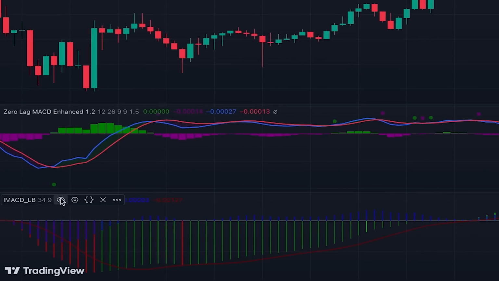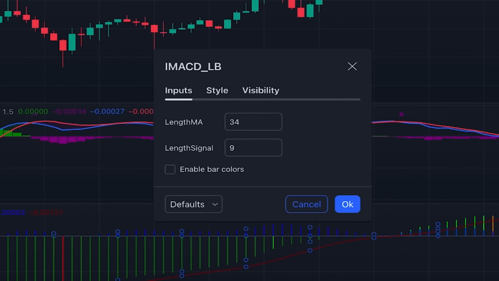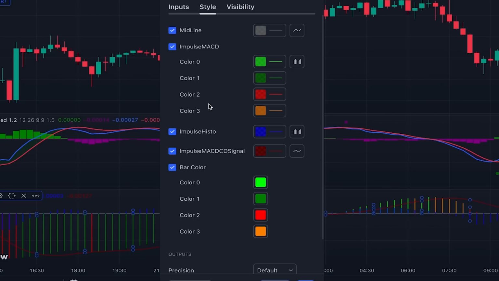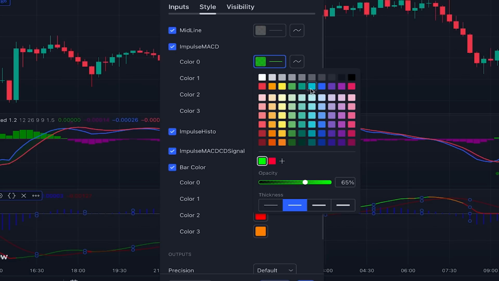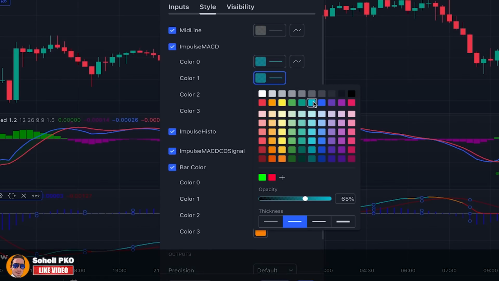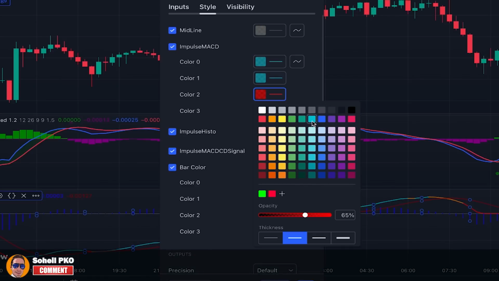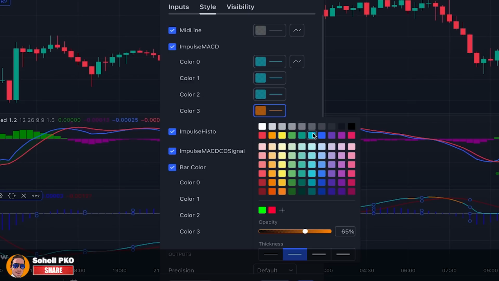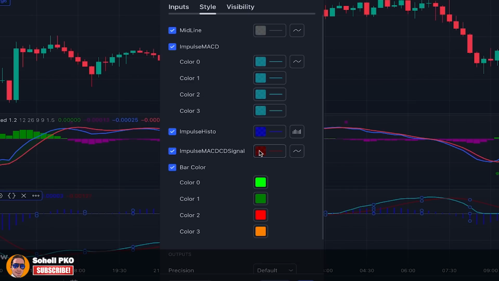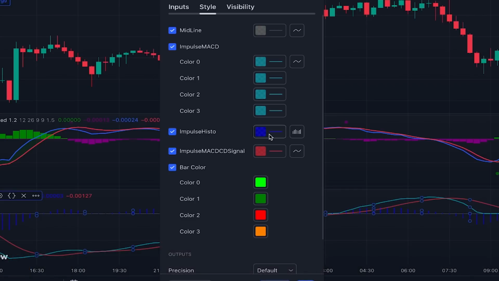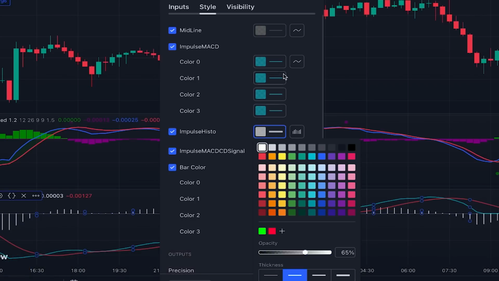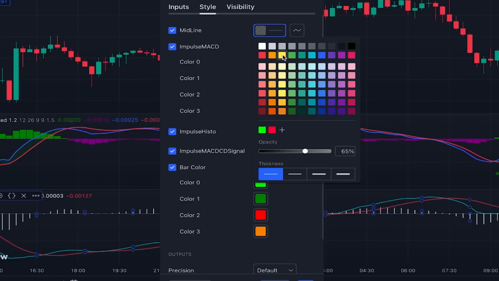First, we need to go to the settings of the indicator and change the colors and appearance in the style tab. For Impulse MACD, we change the appearance to line and change all of the colors to blue. For the signal line, we change the color to red. For the histogram, we change the color to white. For the midline, we change the color to yellow, and we increase the opacity to 100%.